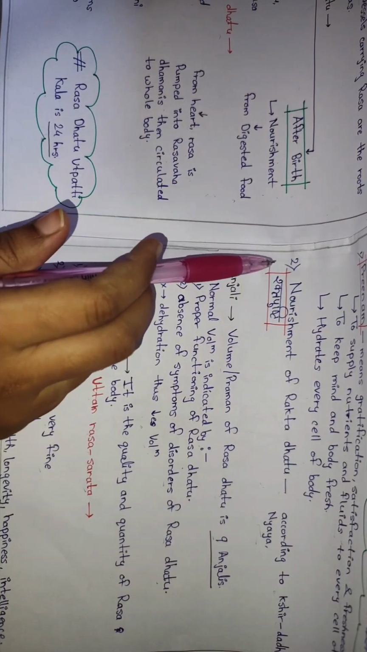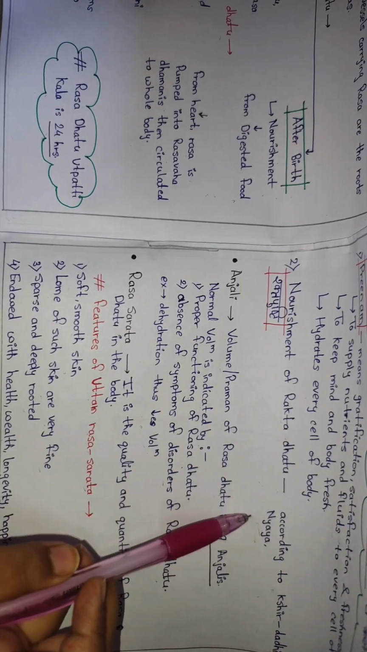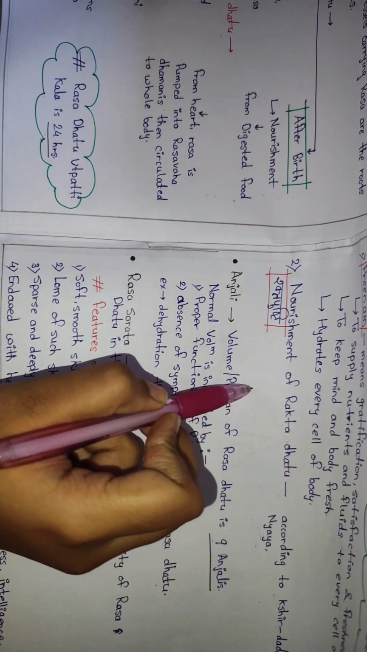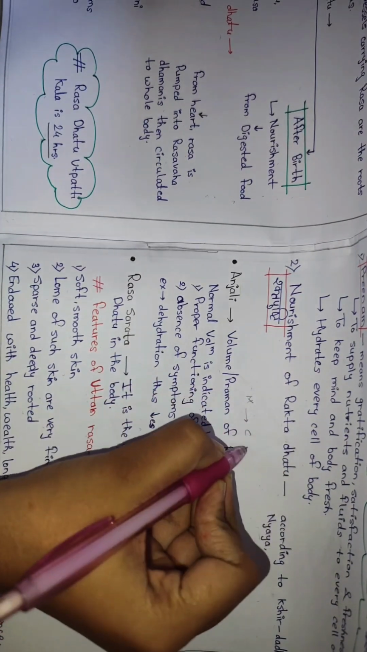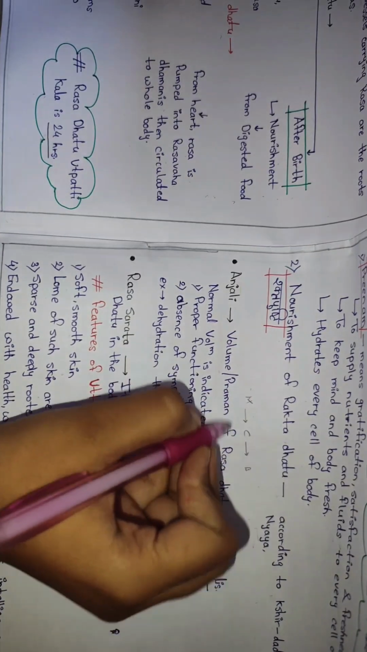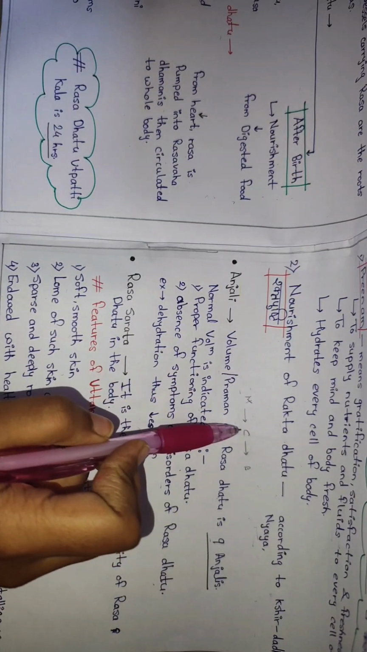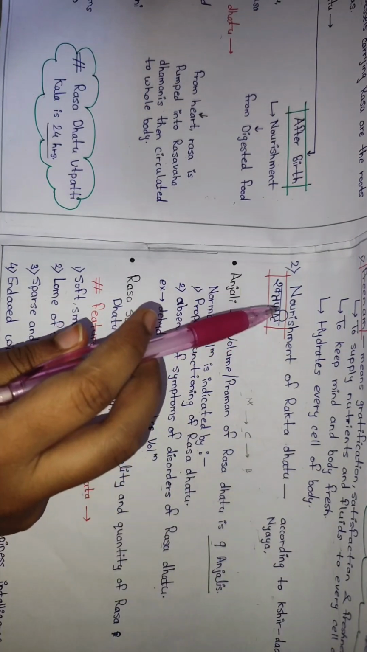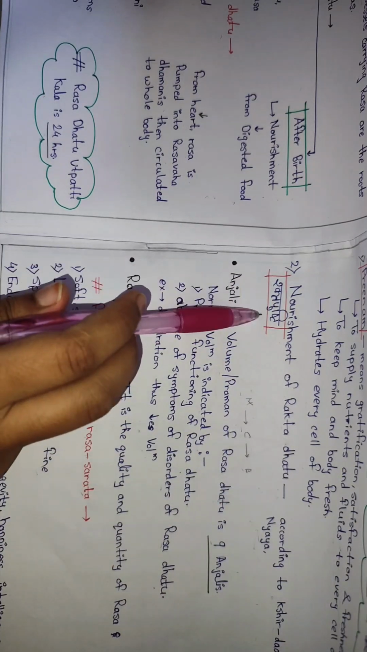Second function of Rasa dhatu is the nourishment of Rakta dhatu, which is according to the Shir Dhadi Nyaya. Shir Dhadi Nyaya, it means what? How the curd is formed from the milk in a stepwise manner. First of all, there is milk, then it forms curd, then it forms butter. It is a stepwise process, right? So in the same way, from aharas, first of all the Rasa dhatu is formed, then Rakta dhatu is formed, and then the other dhatus are formed. So some part of Rasa dhatu also functions as nourishment of Rakta dhatu, that is Rakta pushti.